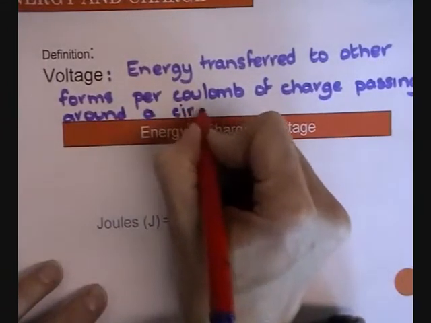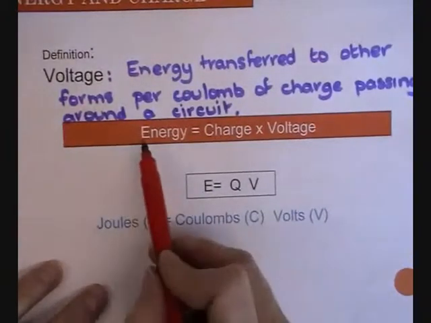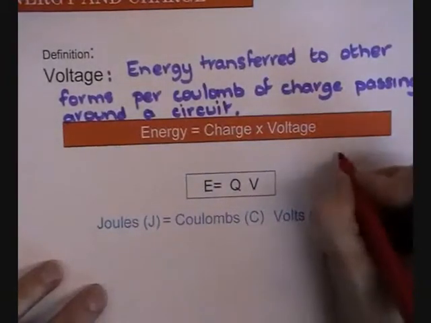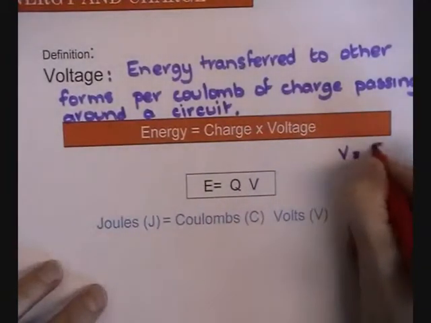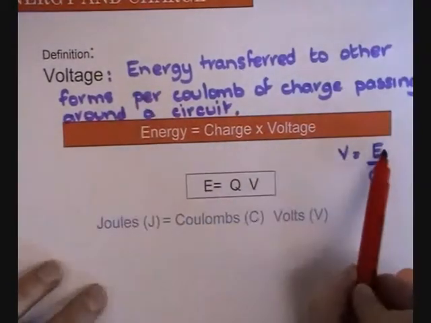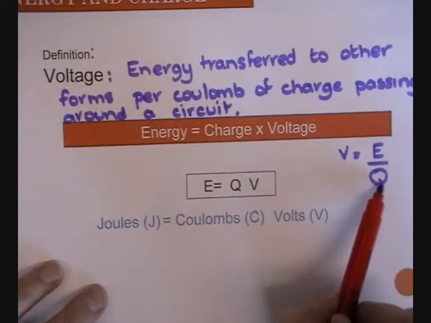And of course, as this is physics, we shorten that to an equation. Our equation is energy is equal to charge times voltage. Or if I rearrange that, voltage is energy over charge. So that's very similar to what we said there. Energy transferred to other forms per coulomb of charge that passes around a circuit.